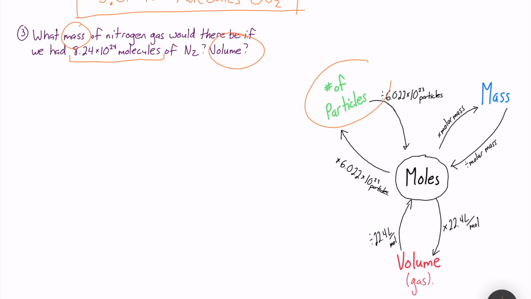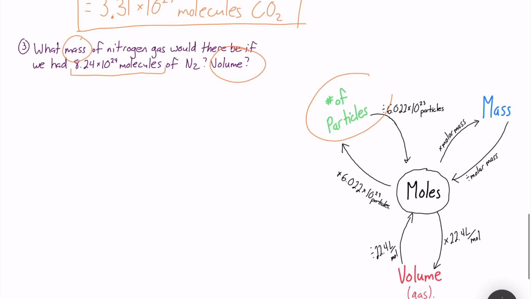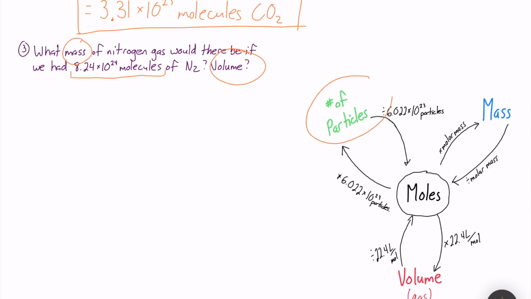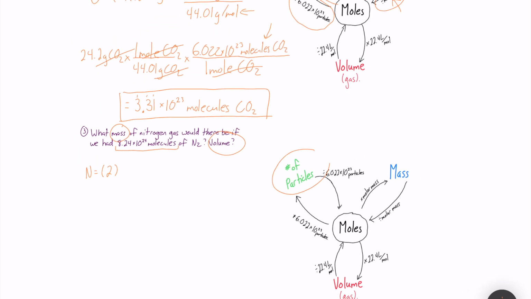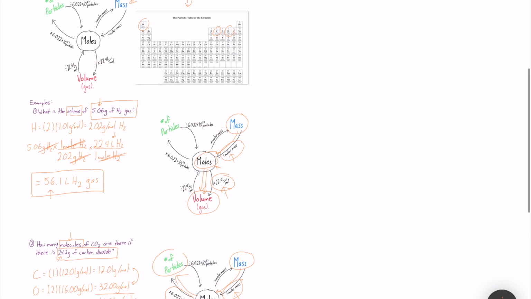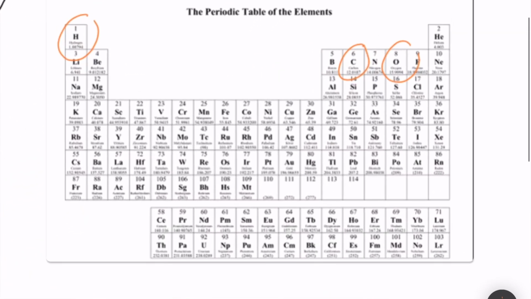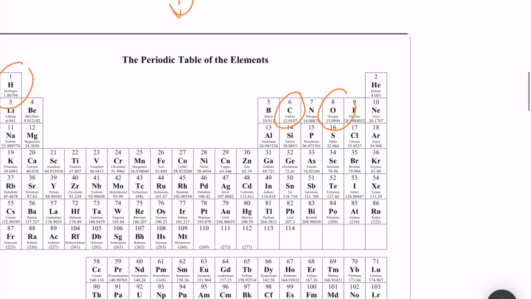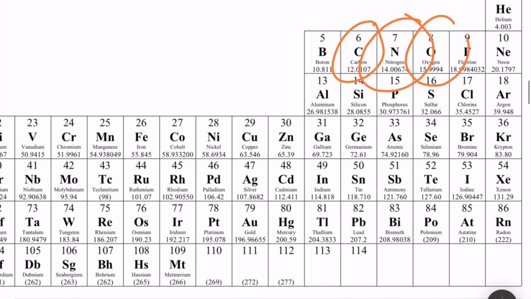So you will remember, if we are asked to find mass, or if we're asked to work with mass, we have to find the molar mass. So we have nitrogen, and we already know that if nitrogen is completely alone, it's going to be N2. Okay, so we have to find nitrogen on our periodic table here. Let's zoom out a little bit, scroll up. And if we find nitrogen, it's right there.